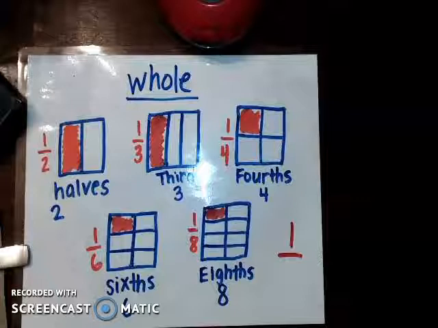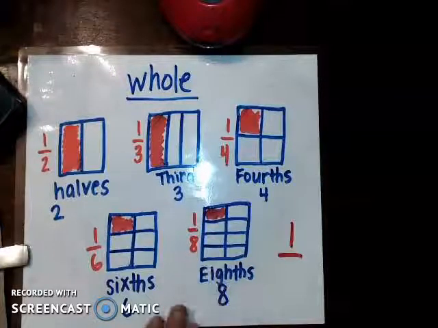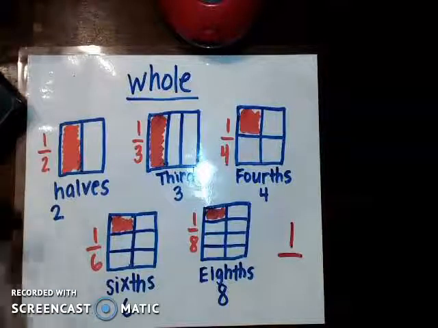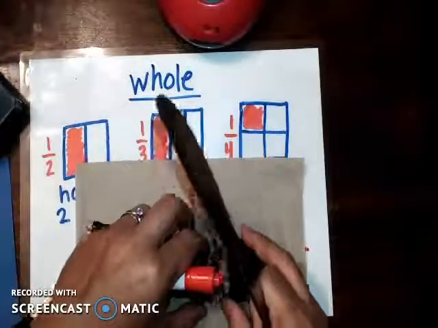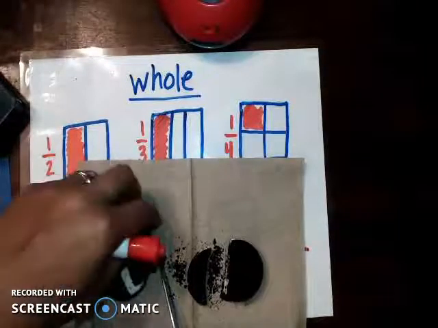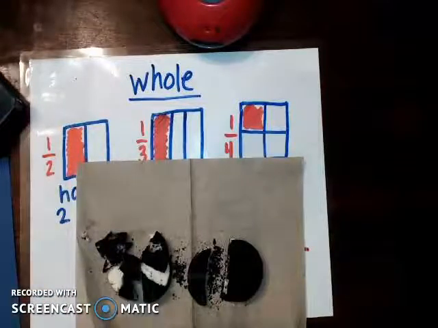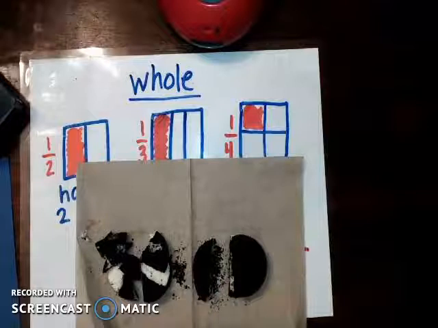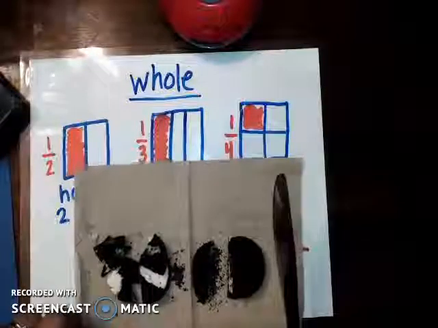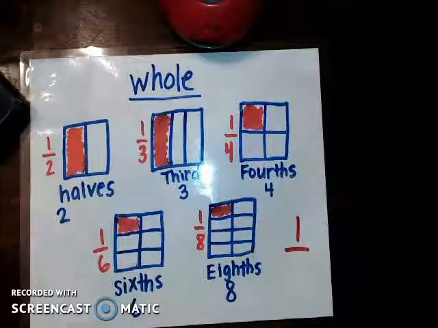Okay, boys and girls? So that's pretty much it as far as whole and parts of a whole and what is equal and what is unequal. Okay, remember that all things in fractions are divided up equally. Everything is divided up equally.